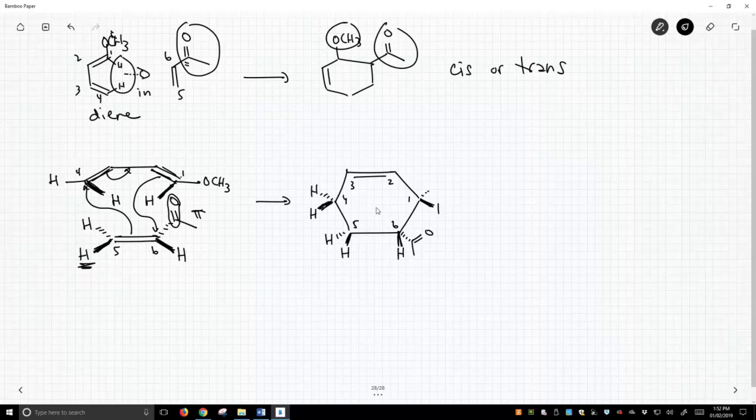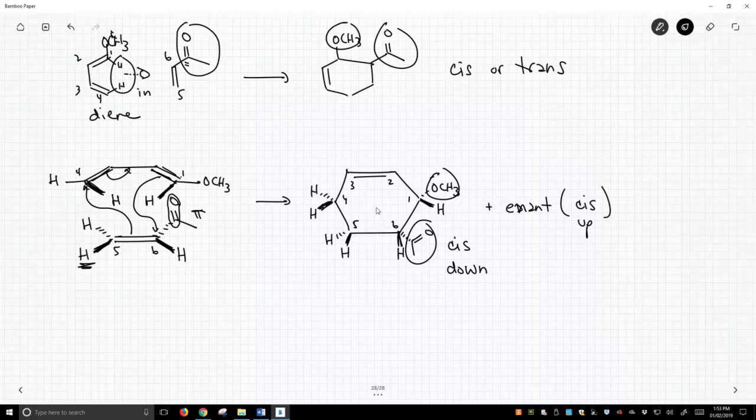Carbon number 1, the wedge goes to the hydrogen, and the methoxy gets the hashed bond. Now, this isn't the only product that we get. We also get the enantiomer. So here we've drawn this with our two R groups being cis, and we've chosen cis down. If we redrew this molecule and drew the enantiomer, which would be cis up, that would be the other product. However, we would not draw a trans product where one of these groups is up and one of the groups is down. We'll draw them either both up or both down.